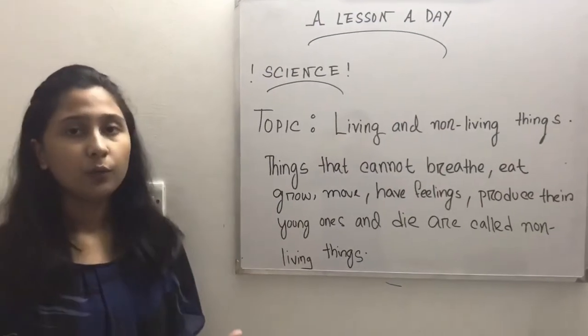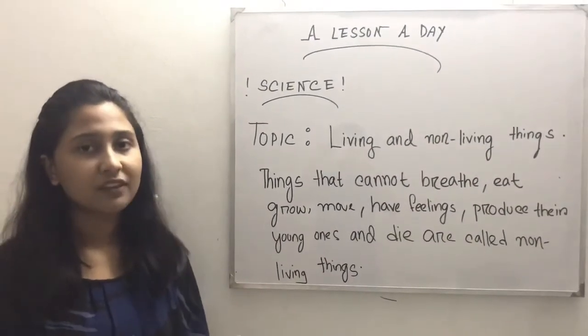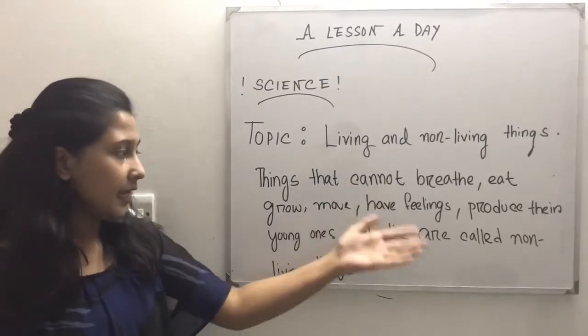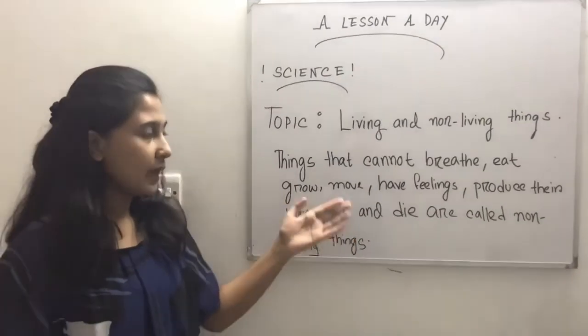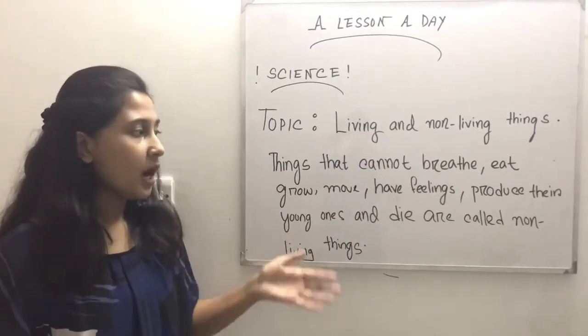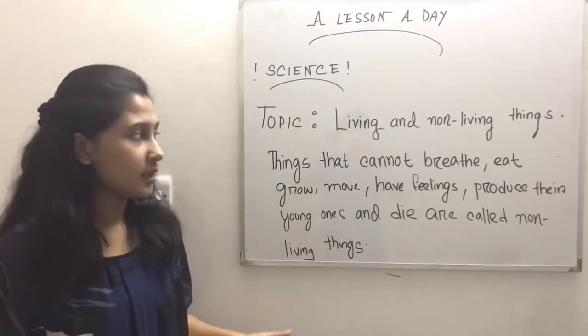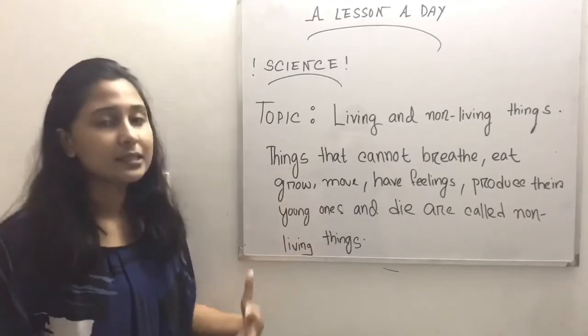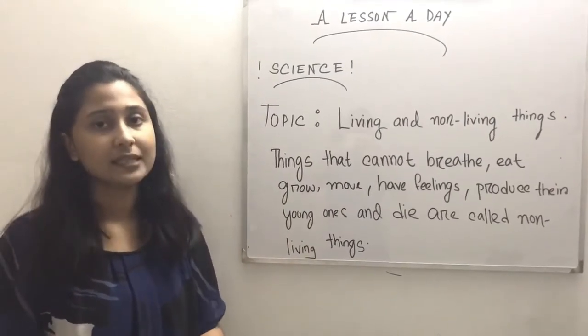Now we will get to know what non-living things are. Things that cannot breathe, eat, grow, move, have feelings, produce their young ones, and die are called non-living things. Things that cannot. You have to notice that cannot. It's just the opposite of the living things.